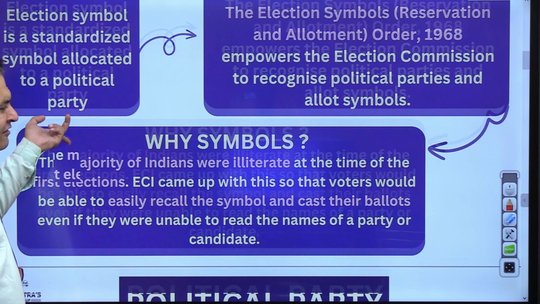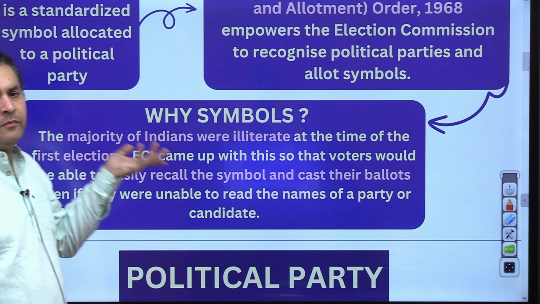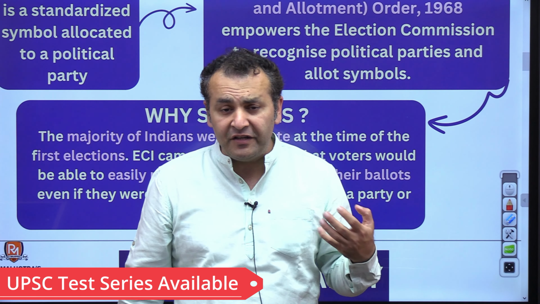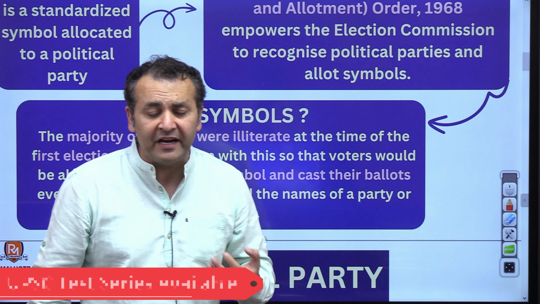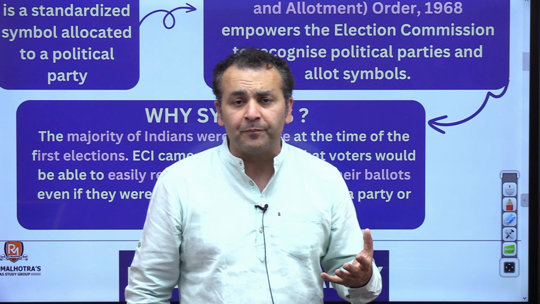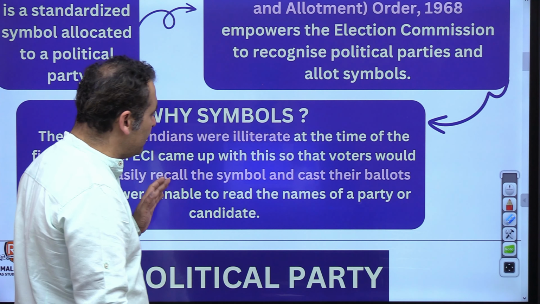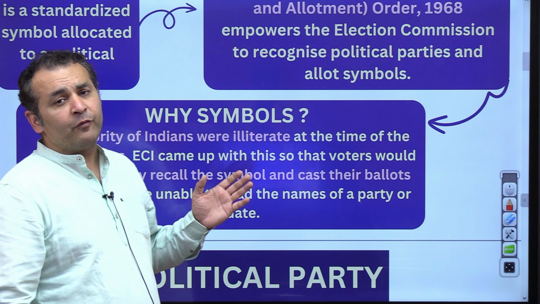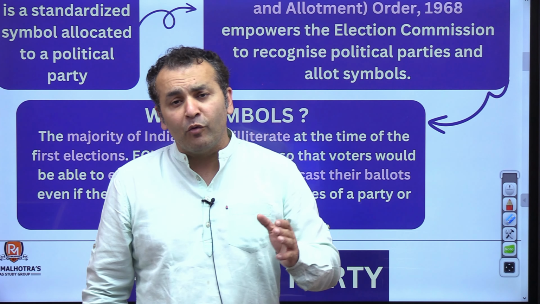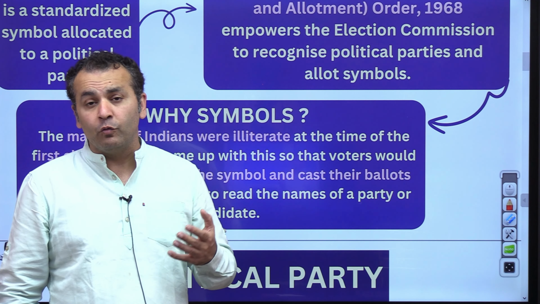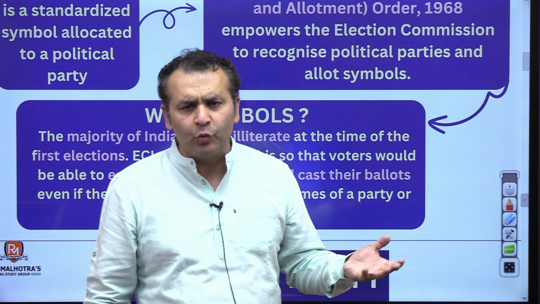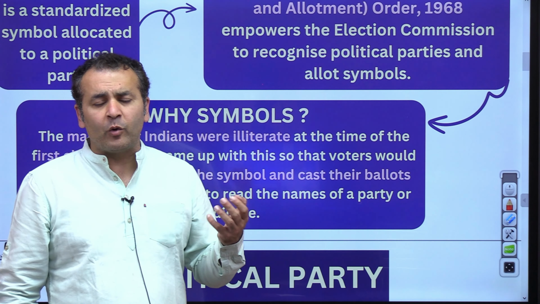Then the next question that should come to mind is, why symbols? Why do we need symbols? There are so many other countries where we see that there are no symbols, but in India we have such an important place for these election symbols in the electoral system. The reason behind it is very simple. At the time of independence, when we were thinking about holding the first general elections, most of the people in India, those who were the eligible voters, were illiterate. The obvious reason is the British rule and the way they had been exploiting India.